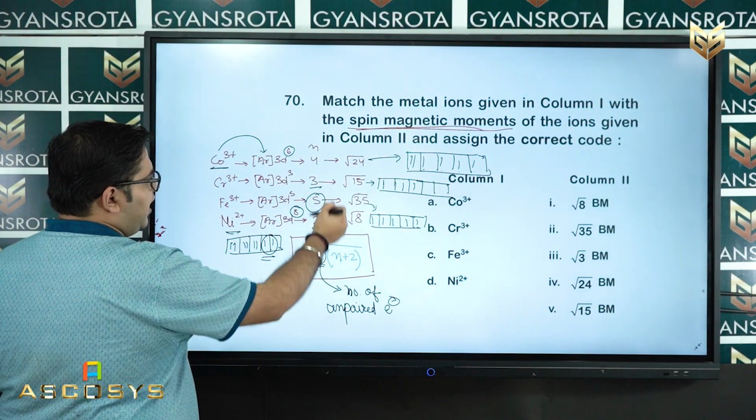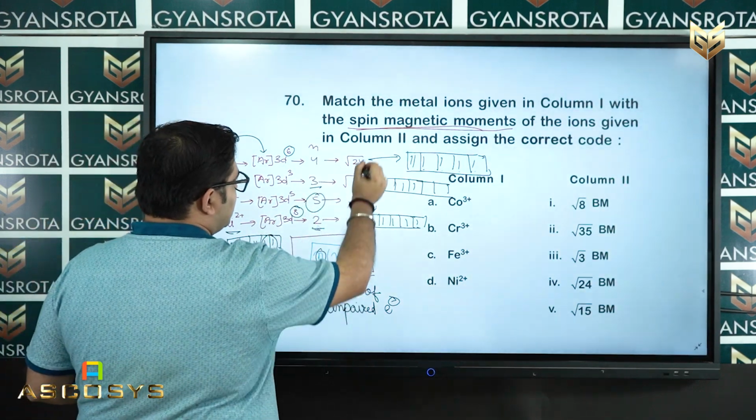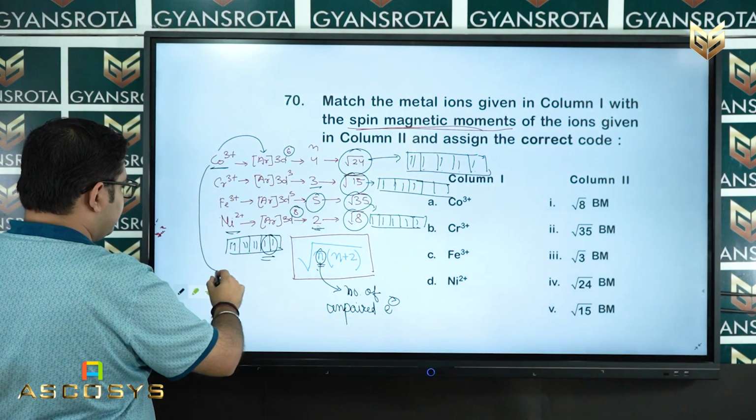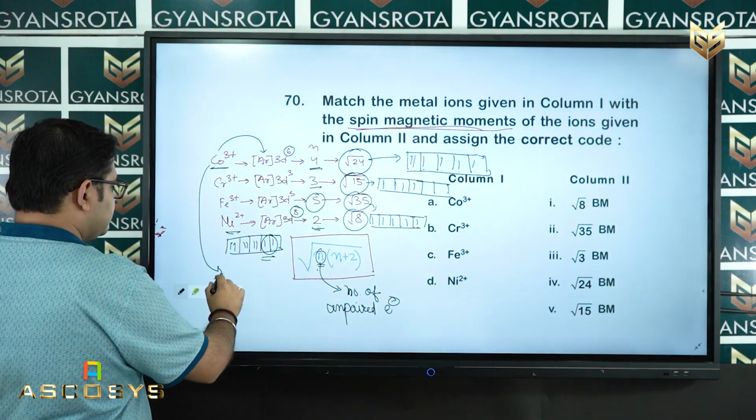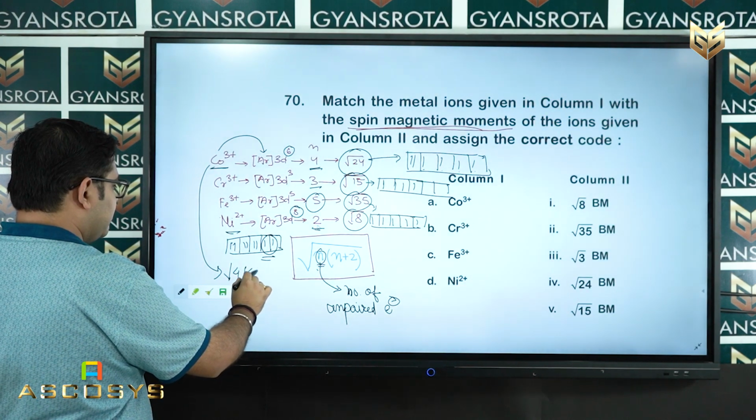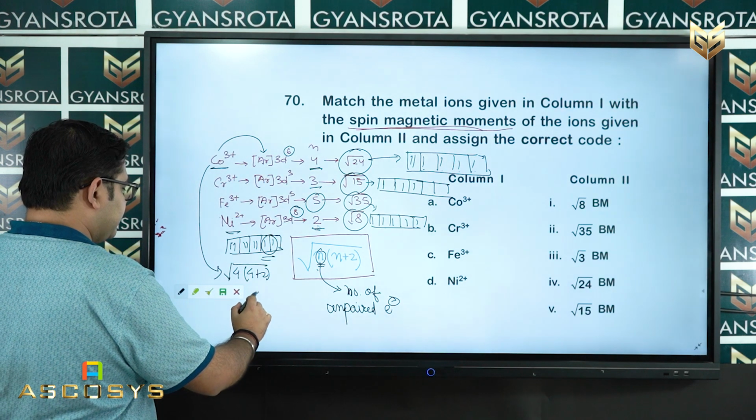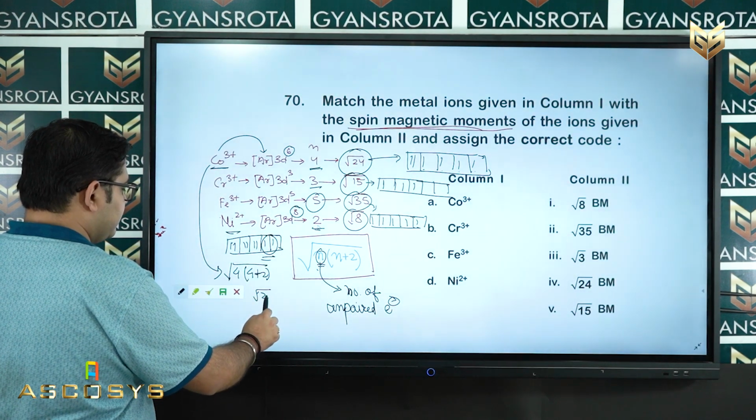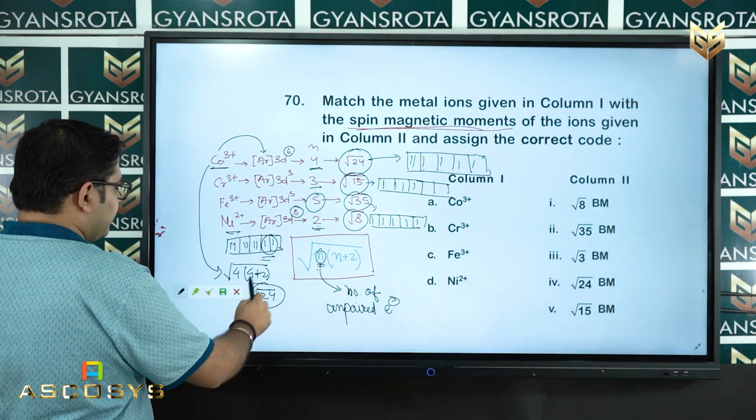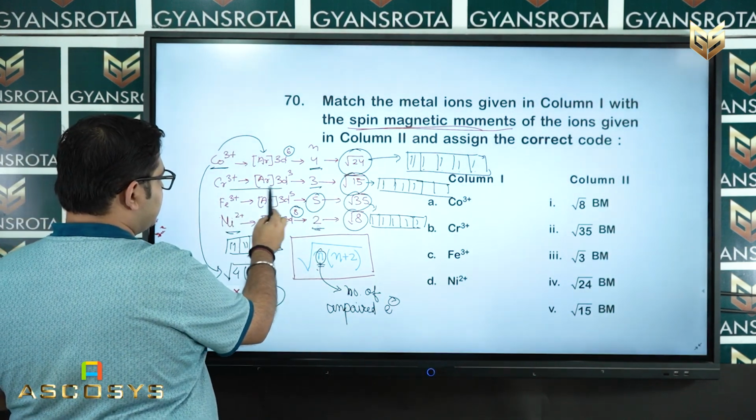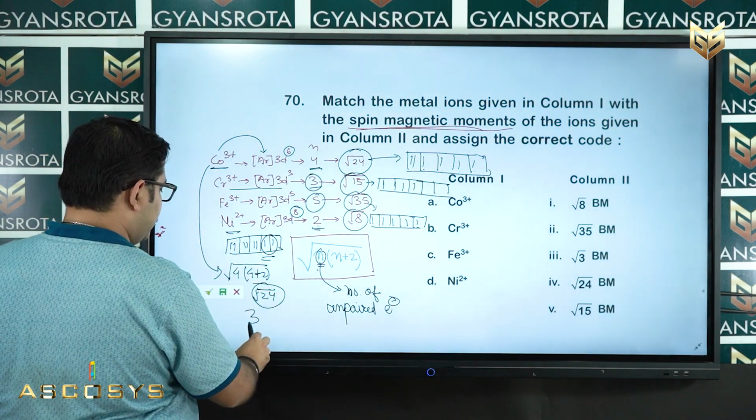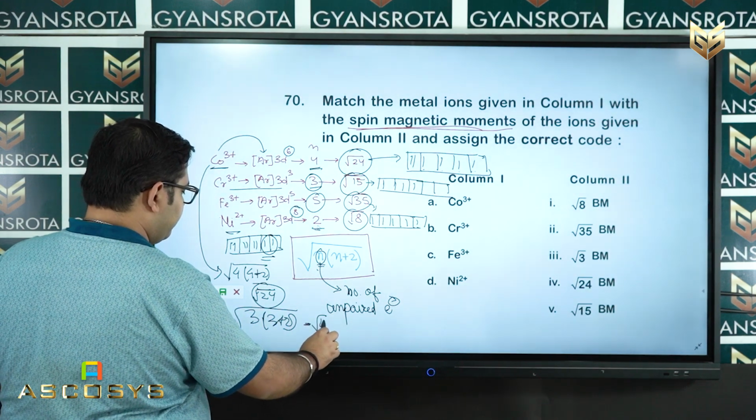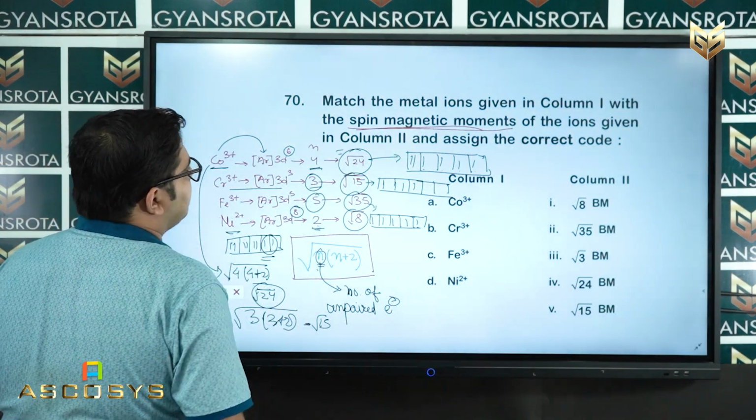Now, when we put the unpaired electrons into this formula, we will end up with these results: root 24, root 15, root 35, root 8. I will show you one. For cobalt, what is the unpaired electron value? That is 4. So, root over 4 into 4 plus 2. 4 plus 2 is 6, and 6 into 4 is 24. Okay. So, this root 24 will come. Now, see, for this one also I will show you. The unpaired electrons are 3. So, 3 into 3 plus 2, root over 15. So, in this way we are calculating these magnetic moment values.